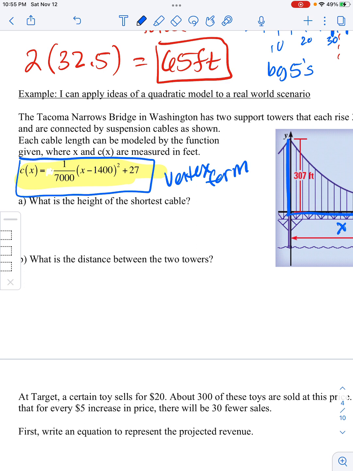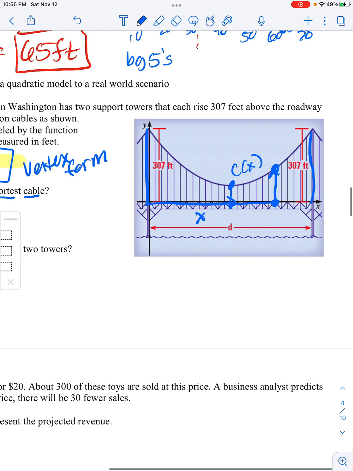What is it going to ask? It says, what is the height, so that's talking about the y, of the shortest cable? Okay, well the shortest cable's right here in the middle where it dips down. Not surprisingly, that is talking about this vertex, because if I drew this parabola, this is going to be where it turns around. That's my vertex. So it happens in the middle of the bridge, which is going to be my Vx. But then how high it goes, how long that cable is, is my Vy.